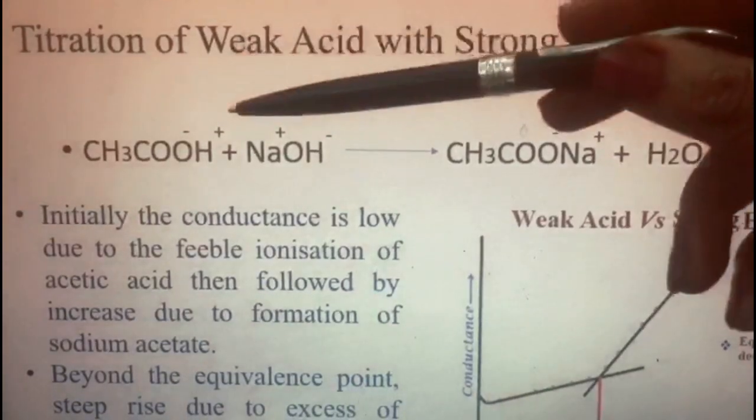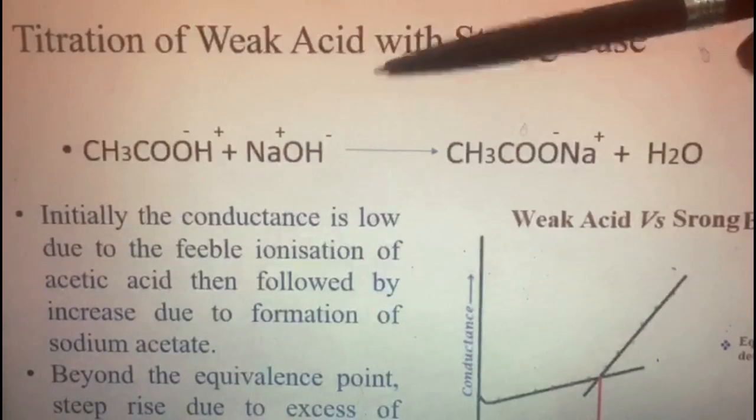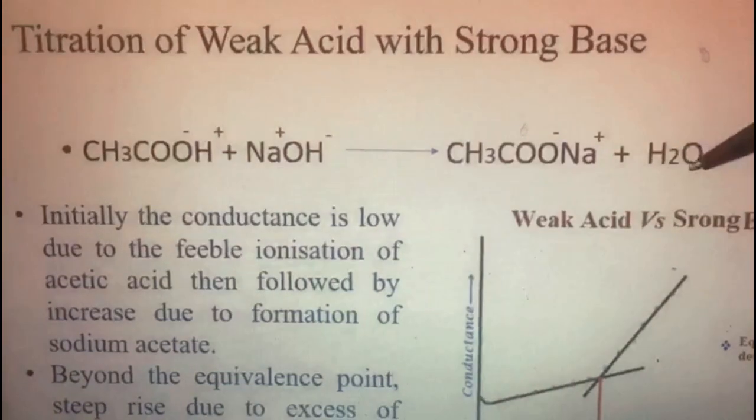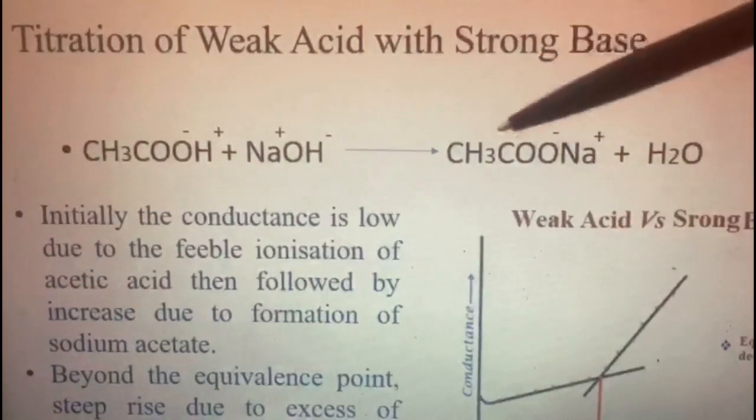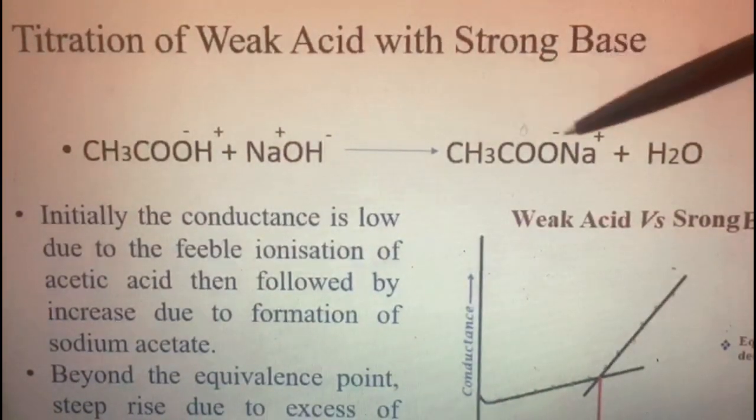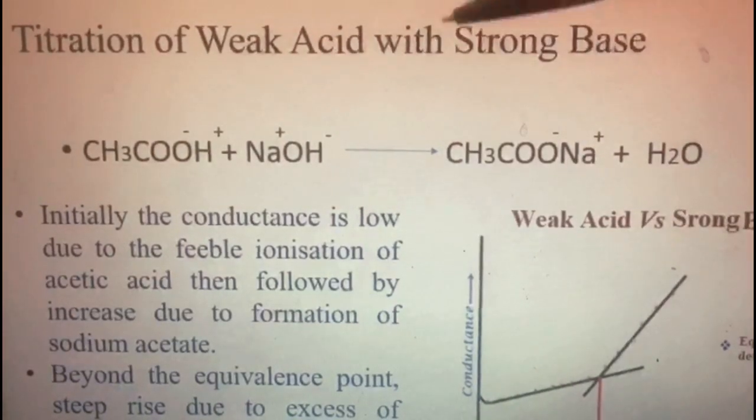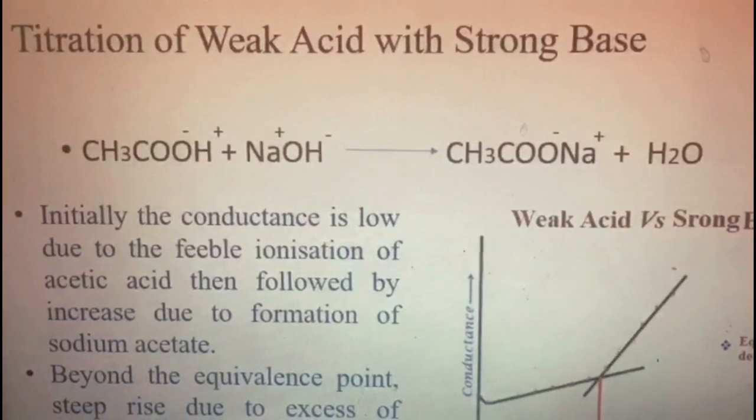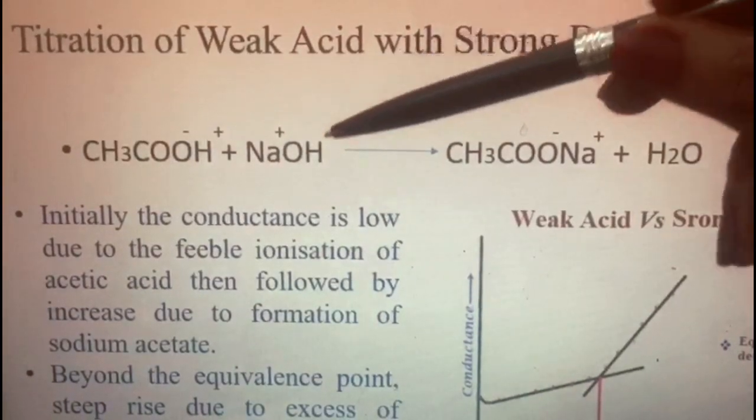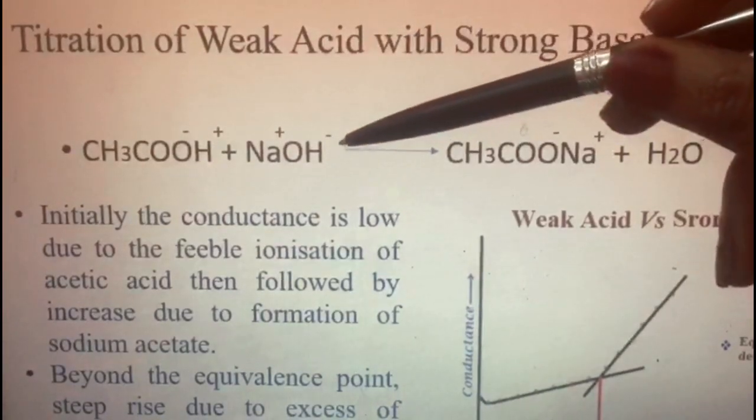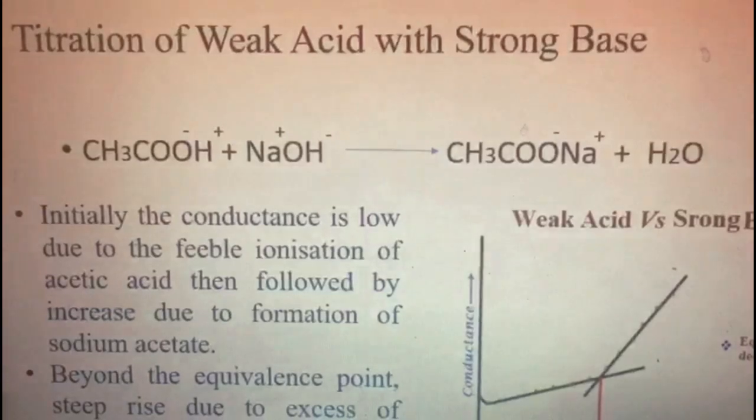So first it was low, then the conductance decreases slightly because H plus is reacting with OH minus to form water, then it slightly increases due to the presence of sodium acetate. Once the equivalence point is reached, all of the acetic acid will be completely neutralized with sodium hydroxide and there will not be any acetic acid in the conductivity cell. So with further addition of sodium hydroxide, there will be only the presence of OH minus ion, and the mobility of OH minus is very high, so the conductance increases sharply.